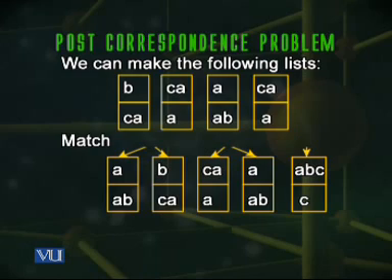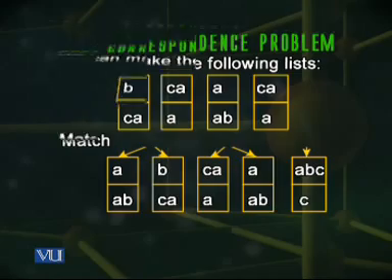For the collection that we have seen already, we can make the following list. The first list is as given to you on the screen. We place the domino B over AC. Then we place the domino which has CA on top and A on the bottom. Then we place the domino which has A on the top and AB on the bottom. We place the domino which has CA on the top and A on the bottom. So that is one list we can make.